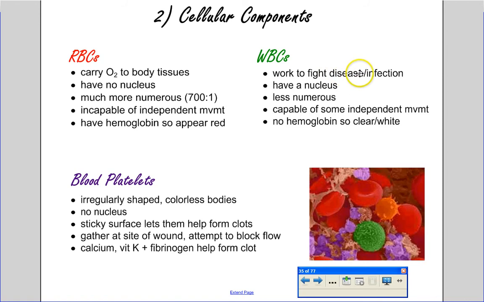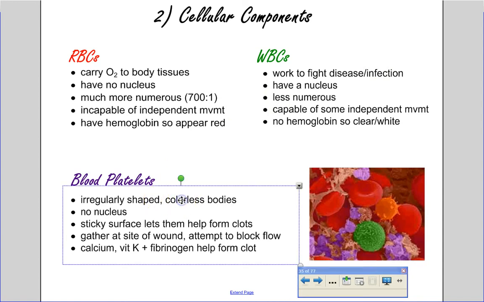White blood cells, their main job is to work together to fight against disease or infection. And blood platelets, their main job, it's not organized quite the same way, but basically their job is to help form blood clots. They have a sticky surface that helps form blood clots.